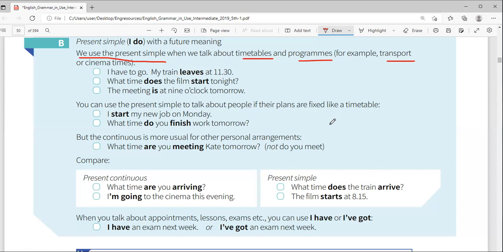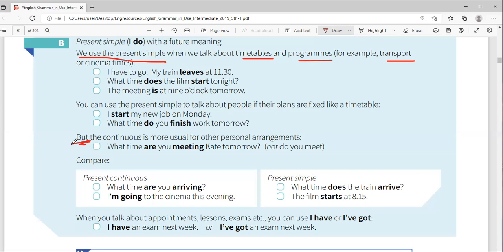Even if you wake up at 6, there's a day you wake up at 6:20, isn't it? So it's a bit flexible. So we normally reserve present simple for timetables like that. For people, we normally use present continuous. So I start my new job on Monday. What time do you finish work tomorrow? You know, it depends. You can finish early, you can finish late sometimes. So that's why present simple is not good for people. But for timetables, for programs, yes.